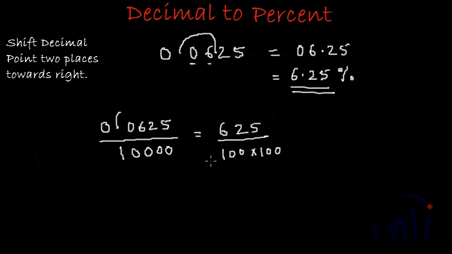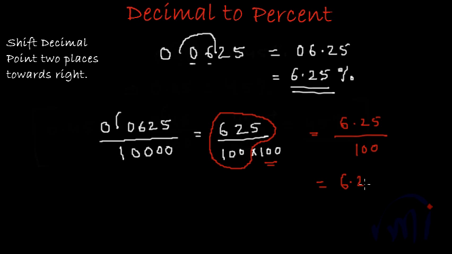And what do we want? We actually want 100 in the denominator to follow our first principle, according to which percent is the numerator of a fraction whose denominator is 100. So we have to solve this. If we divide 625 by 100, we will get 6.25, and then we will have this 100 in the denominator, right? So from here also we are getting 0.0625 is equal to 6.25%, right?